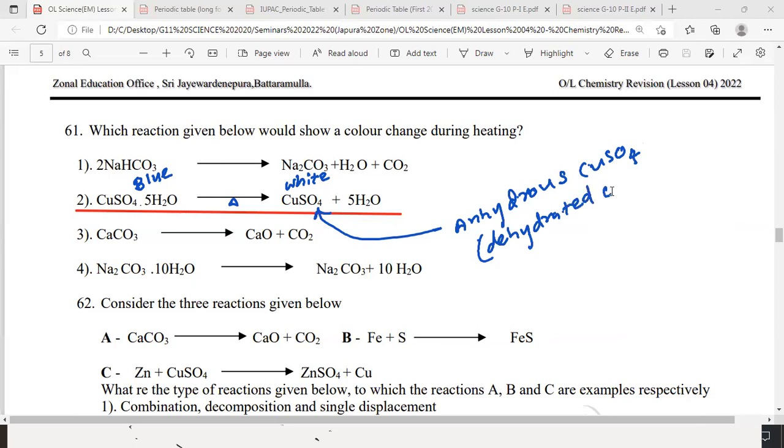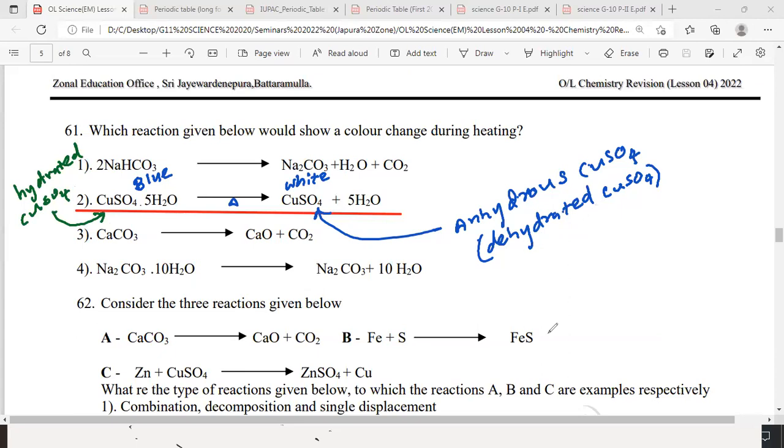So dehydrated copper sulfate will be white. Then what is the other one? On the other side you have hydrated copper sulfate. Hydrated copper sulfate will be blue. So please write: anhydrous copper sulfate, dehydrated copper sulfate is white, and it is used to identify water in the laboratory. None of the others are colored.